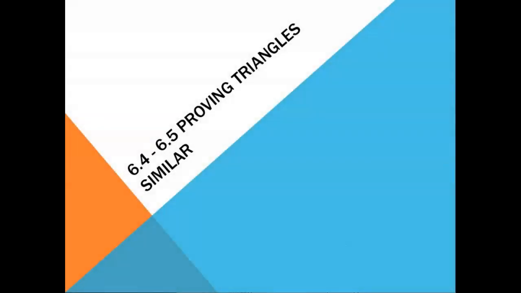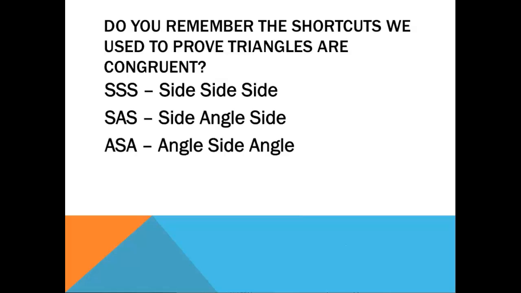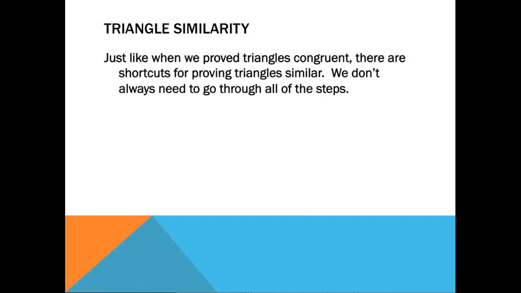In a previous chapter, we talked about how we can prove that triangles are congruent. So if you remember, there were some shortcuts that we used: side-side-side, side-angle-side, angle-side-angle, angle-angle-side, and hypotenuse-leg. Now, when working with similar triangles, we can also show that triangles are similar using certain shortcuts. The only thing is, instead of trying to show that certain sides are equal, we're going to show that certain sides are in proportion.